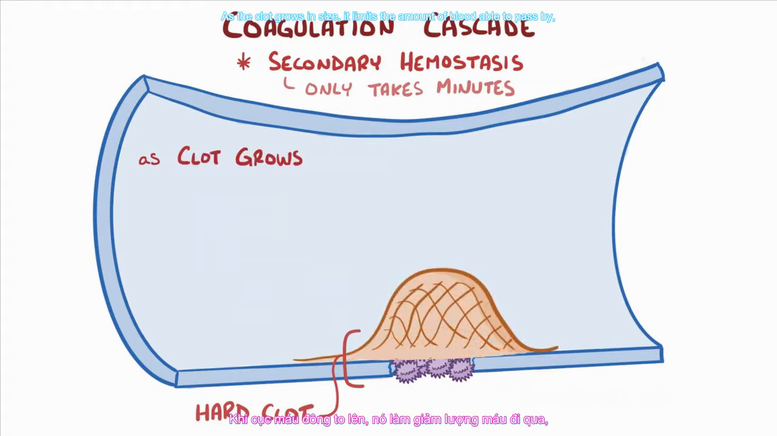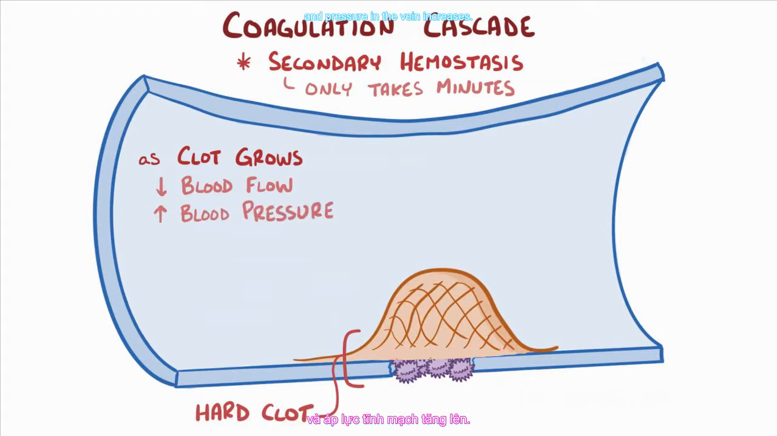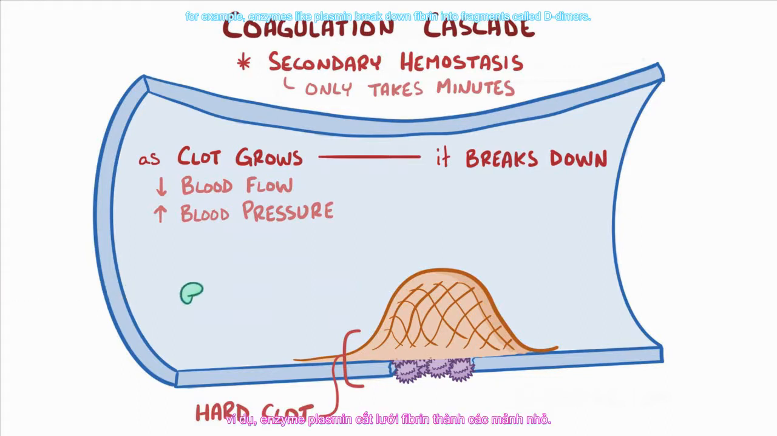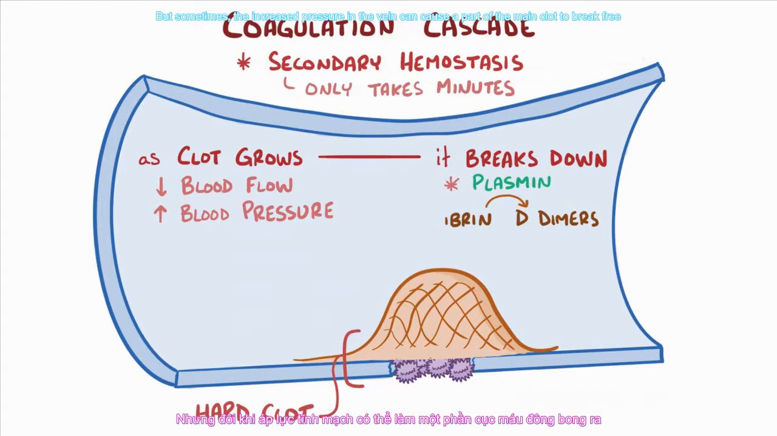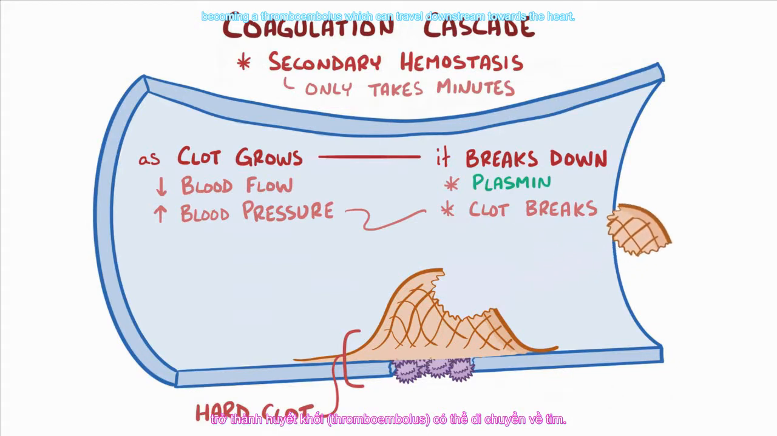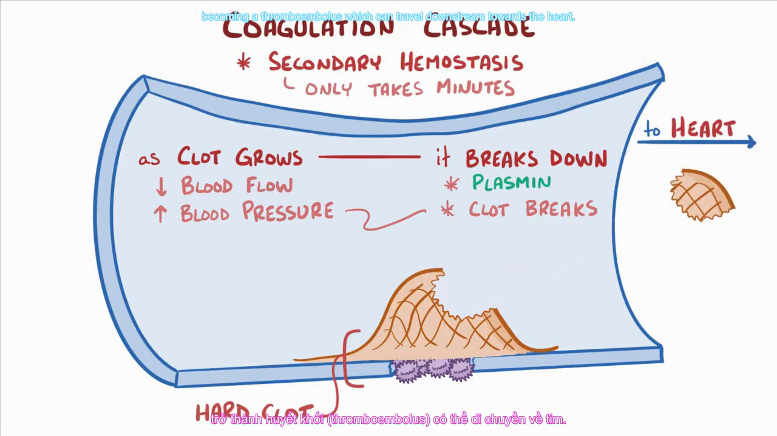As the clot grows in size, it limits the amount of blood able to pass by, and pressure in the vein increases. Usually, the clot might start naturally breaking down. For example, enzymes like plasmin break down fibrin into fragments called D-dimers. But sometimes that increased pressure in the vein can cause a part of that main clot to break free, becoming a thromboembolus, which can travel downstream towards the heart.